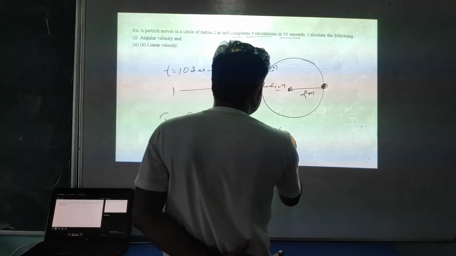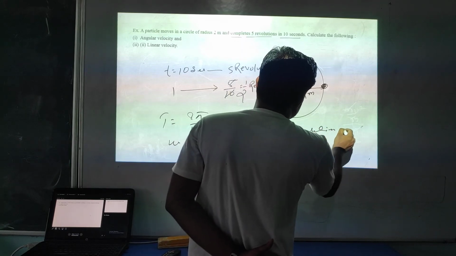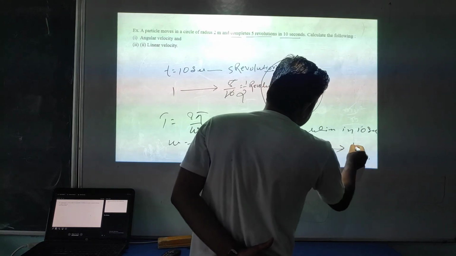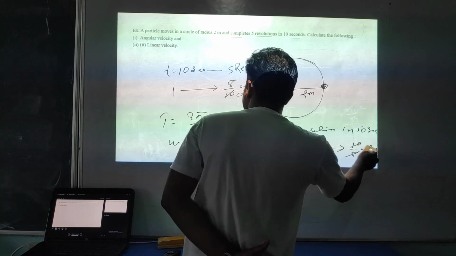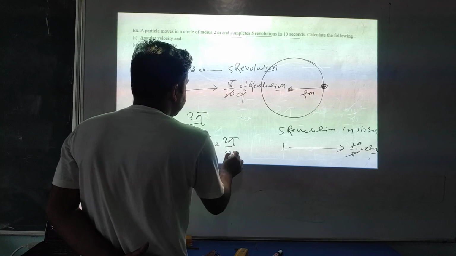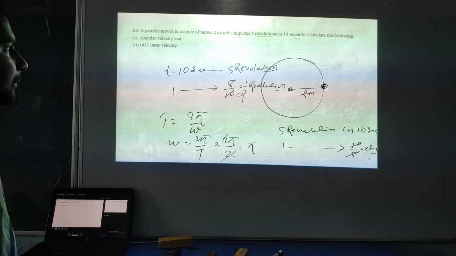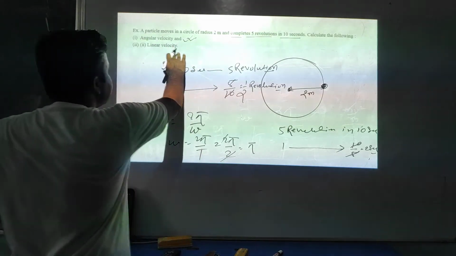The time period is the time taken by the particle to complete one revolution. So what will you write? 5 revolutions in 10 seconds. So 1 revolution in how many seconds? 10 divided by 5, it's 2 seconds. So the time period is 2 seconds. So you write 2 pi divided by 2. It cancels out and you get pi. So omega equals pi. So you got the angular velocity.